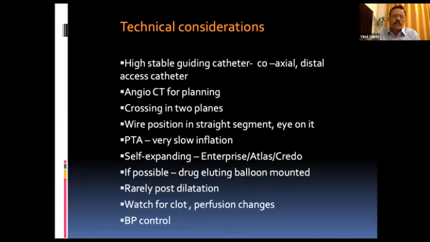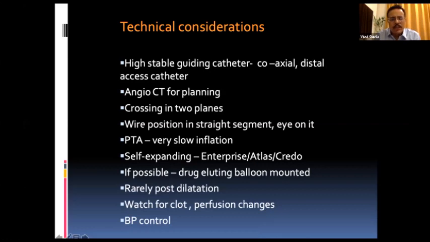So what are the technical considerations here? To reduce complications, number one, we always do it after a week. Look at the clot, it should not be there. We get a high stable guiding catheter. Nowadays we use a coaxial system and distal access catheters to go right up to the stenosis if possible. We do angio-CT for planning, crossing the wire in two planes so that you don't injure the plaque.